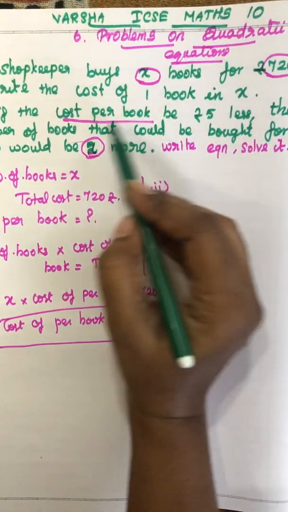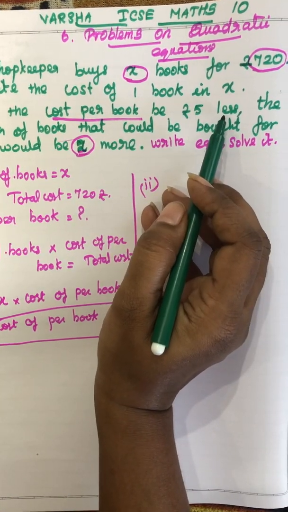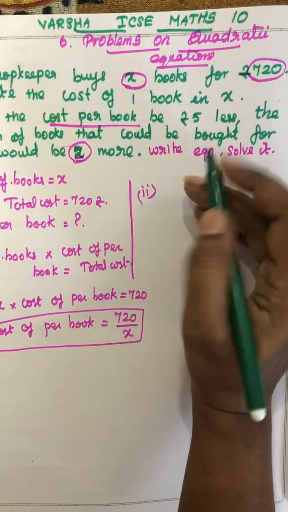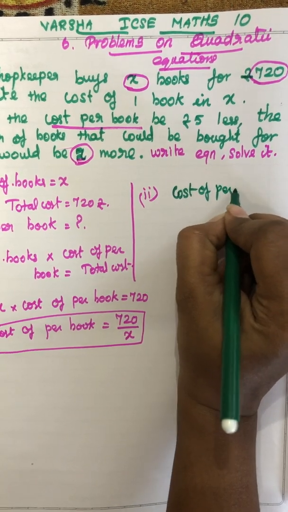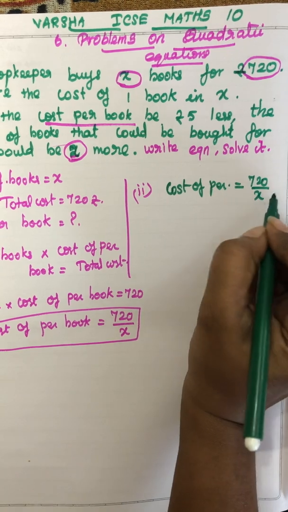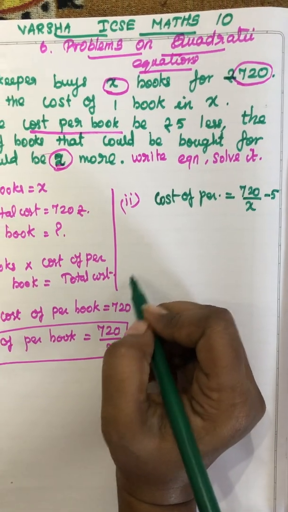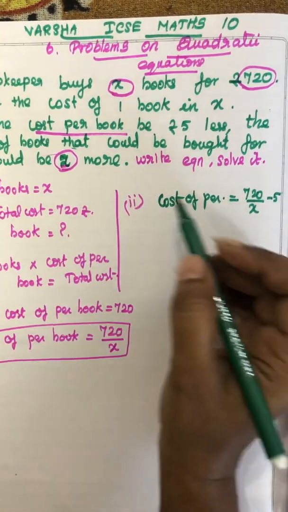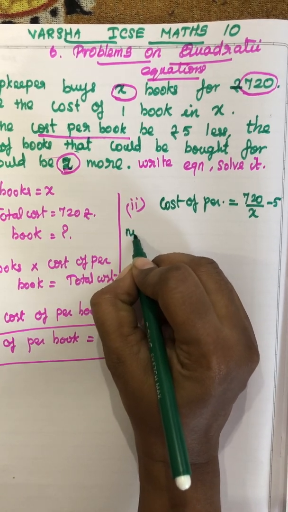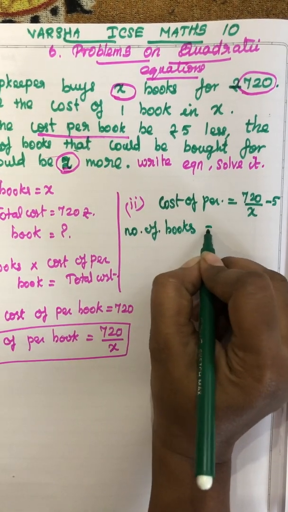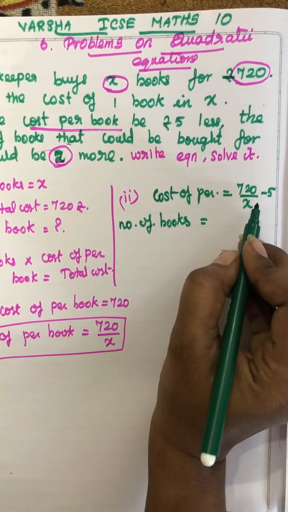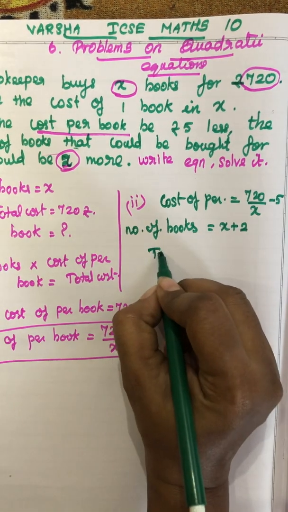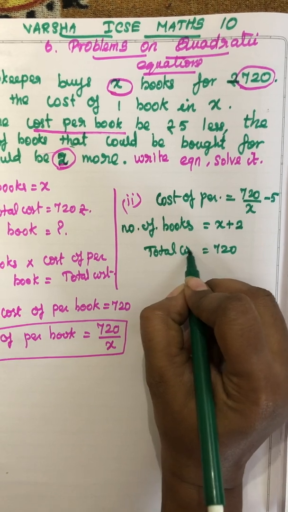So the question is, the cost per book be less. So this is the cost of per book. Okay, so it is reduced by 5. Okay, this is our cost of per book. It is reduced how much? By 5. So this is minus 5. Less, the number of books that could be bought for 720 would be 2 more. So already how many books we have bought? X. So number of books, because the cost of per book is changed. How much changed? It is 5 reduced. So the number of books is 2 increased, but the total cost is not reduced, that is 720 rupees.